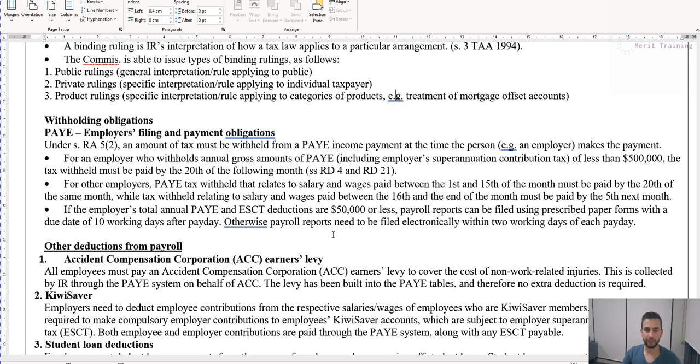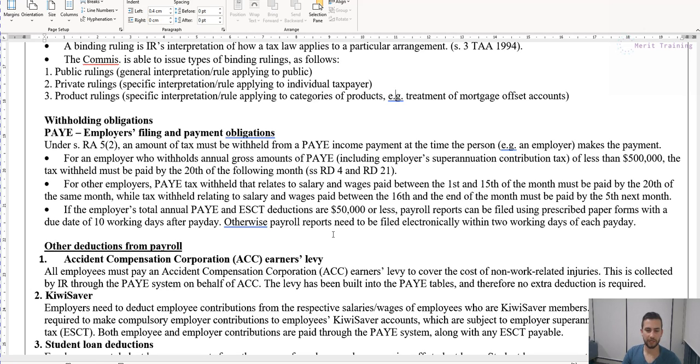And for other employees, PAYE tax withheld that relates to salary and wages paid between the 1st and 15th of the month must be paid by the 20th of the same month, while tax withheld relating to salary and wages between the 16th and the end of the month must be paid by the 5th of the next month. And if the employee's total PAYE and ESCT deductions are $50,000 or less, payroll reports can be filed using prescribed paper forms with a due date of 10 working days after payday.